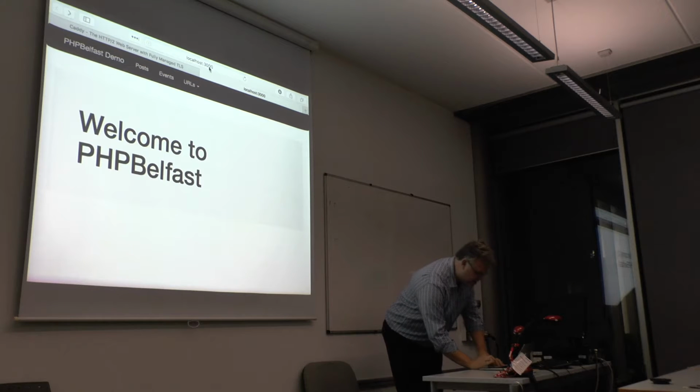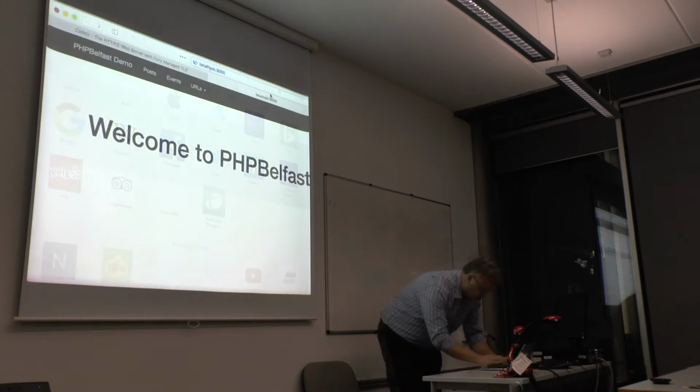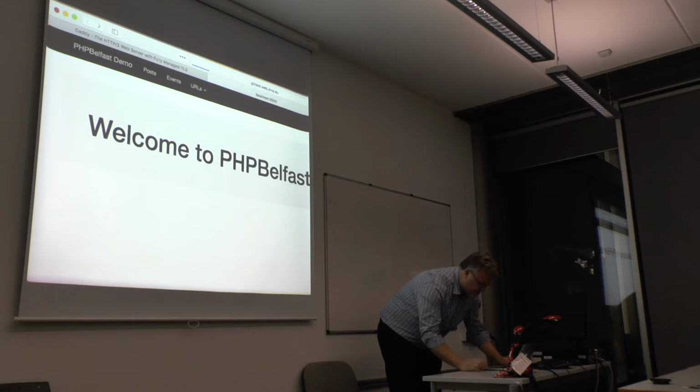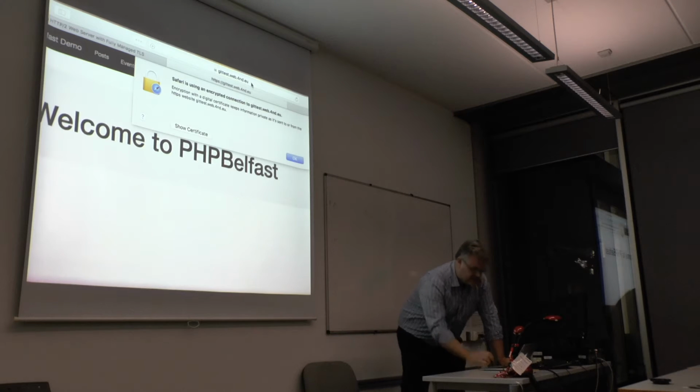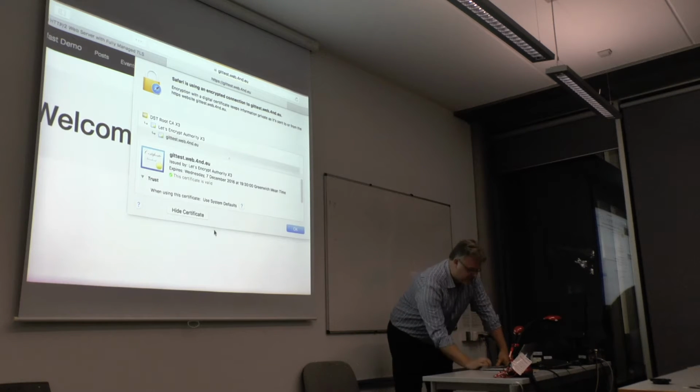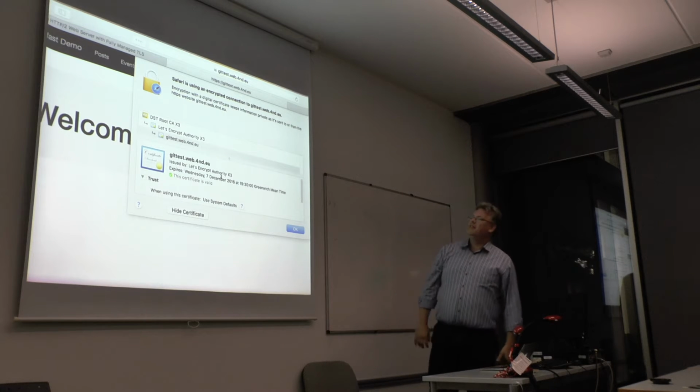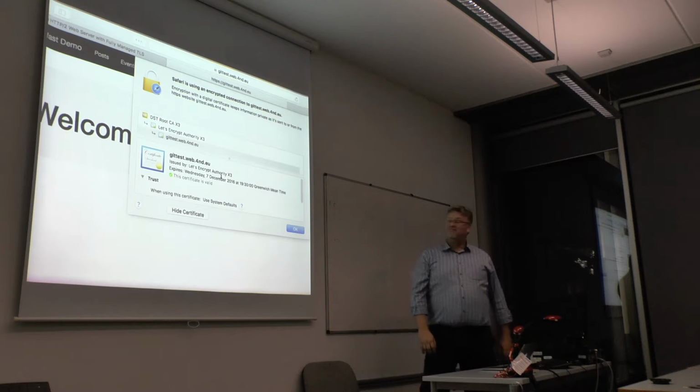I actually have the PHPBelfast site there running on a URL, but if we go to git test.web.4indeed.eu, you see I've got an SSL there. You just create a site with a URL and it gets you a Let's Encrypt Authority SSL at the end. It just works.